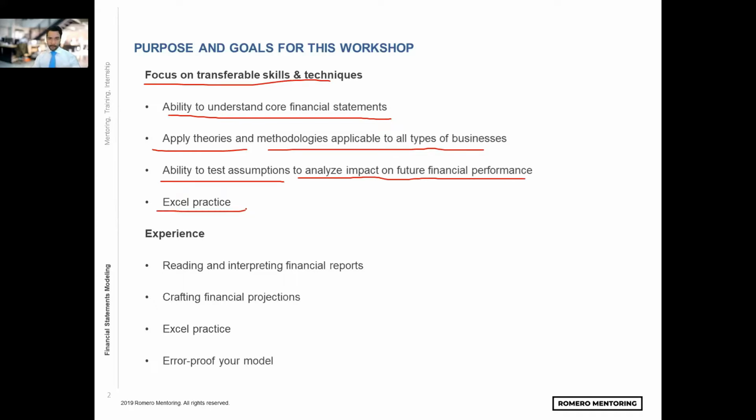Now, from an experience standpoint, what you might expect to gain is to read and interpret financial reports, craft financial projections, Excel practice, and error-proof your model. This relates more to sanity check. Are forecast numbers in line with historical benchmark analysis, like SG&A as a percentage of revenue, cost margins, gross profit margins, general and administrative expense as a percentage of revenue, etc.? What is the variable change when we're looking at historicals with what we're forecasting the business?